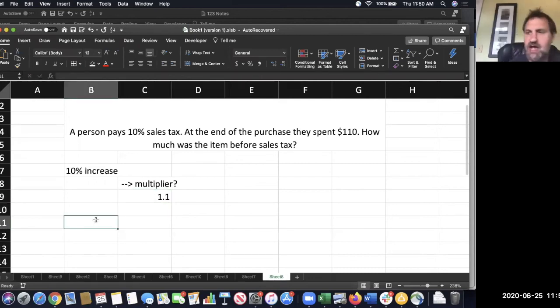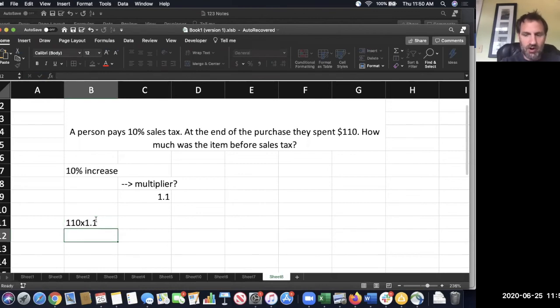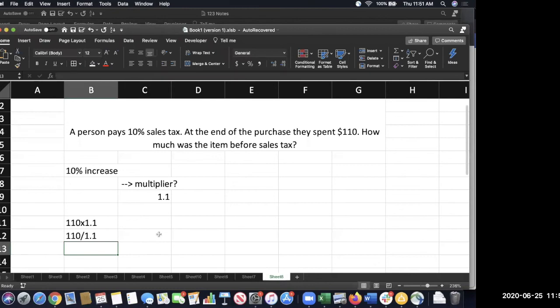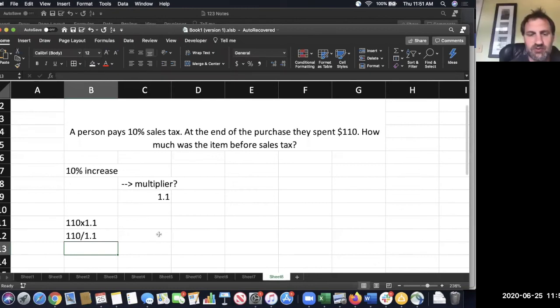Okay, so now we're halfway done with the problem. Now we got to figure out, taking $110, are we going to multiply by 1.1 or are we going to divide by 1.1? So this is another way to kind of think about it. Instead of multiplying and then asking yourself if it's right, you could just kind of think about both or do both and then see which one makes more sense.